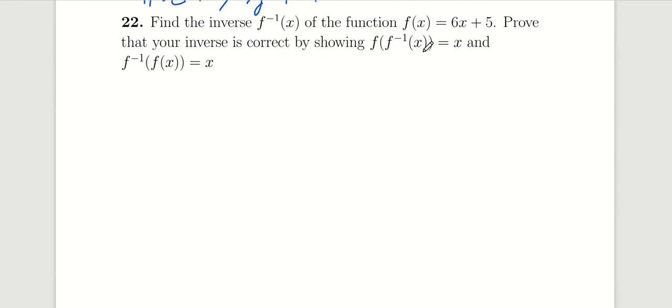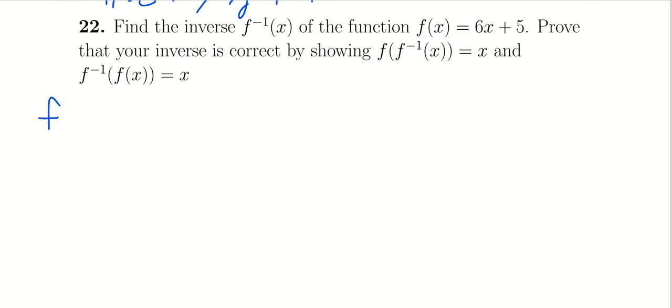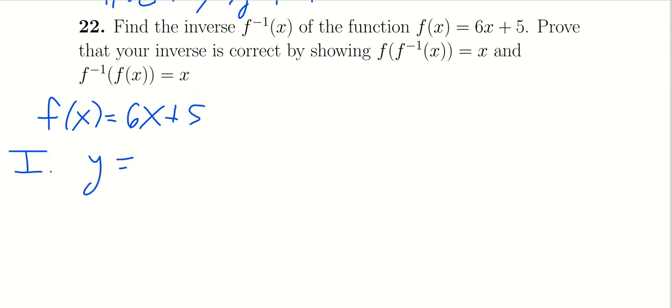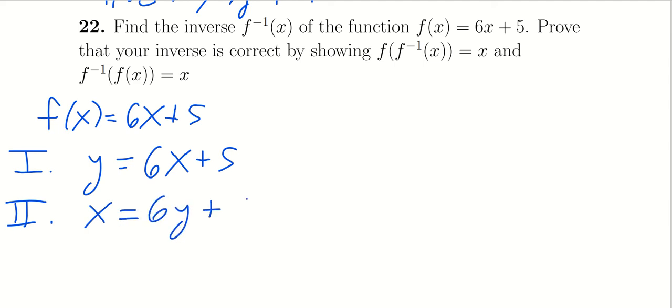In question 22, we're actually asked to find the inverse of a function, and then we want to verify it by doing the compositions. Here, if f of x equals 6x plus 5, remember this is a three-step process. First step, just revert back to the old notation, call f of x equal to y. The second step, we interchange the x and the y variables, so every x becomes a y, every y becomes an x. And then the third step is you now solve for y.